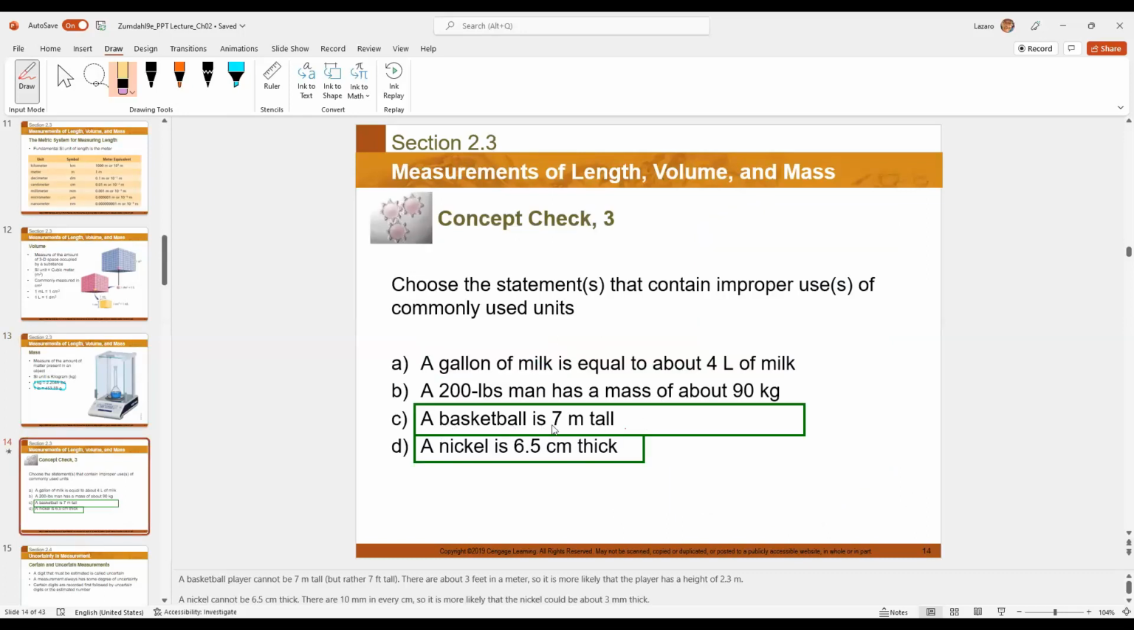A basketball is 7 meters tall. That's not true. A nickel is 6.5 centimeters thick. That's not true. It's impossible. 6 centimeters, you can have a lot of nickels in this size. And the same thing with 7 meters tall, that is a very tall man. Okay, let's see.